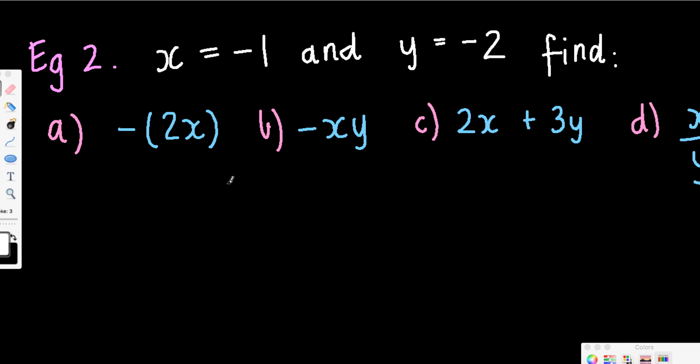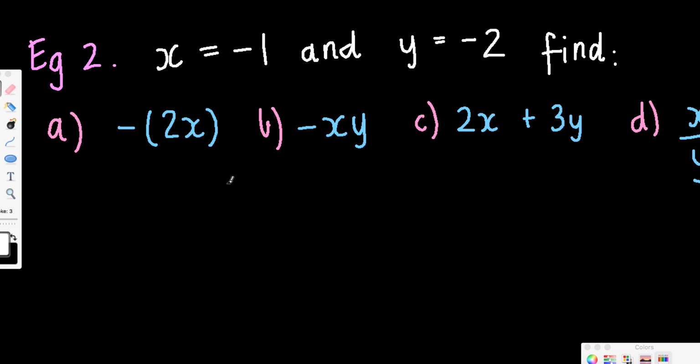Now, last one. This time we've got two different pronumerals. So I've got x and y. X is negative 1 and y is negative 2. So we'll have a look at some examples of substitution where we've got two things.